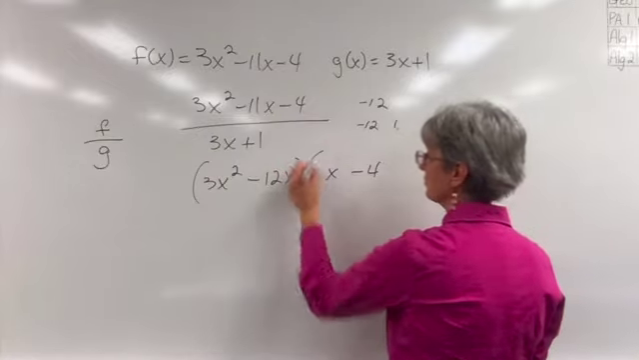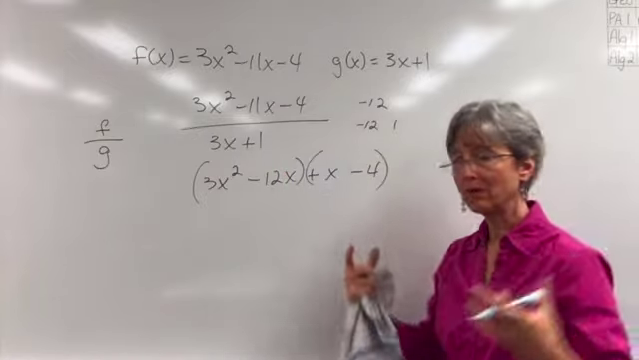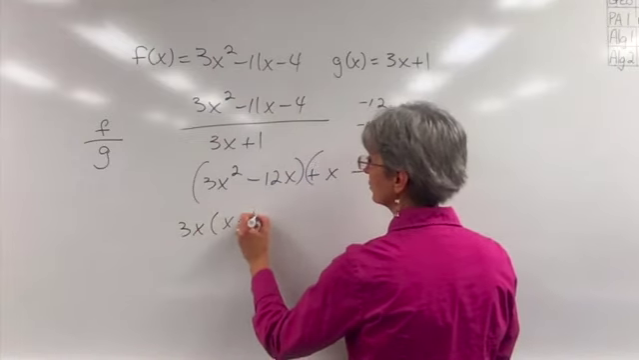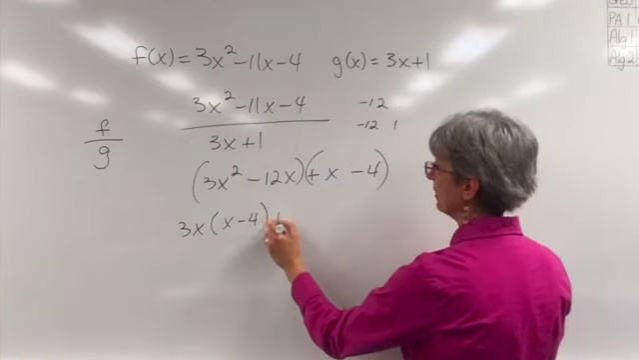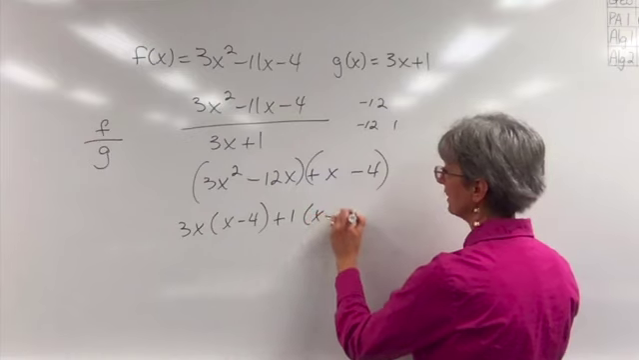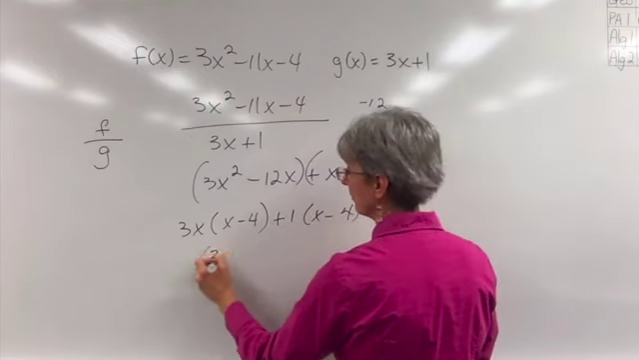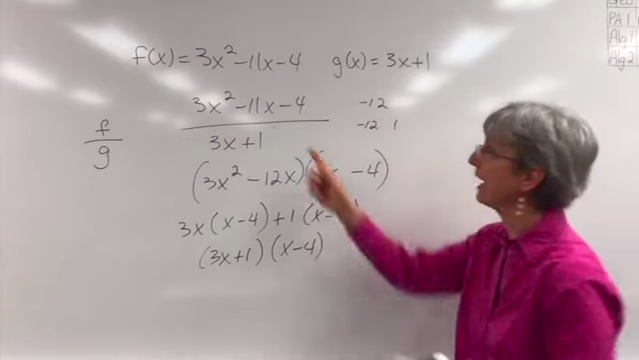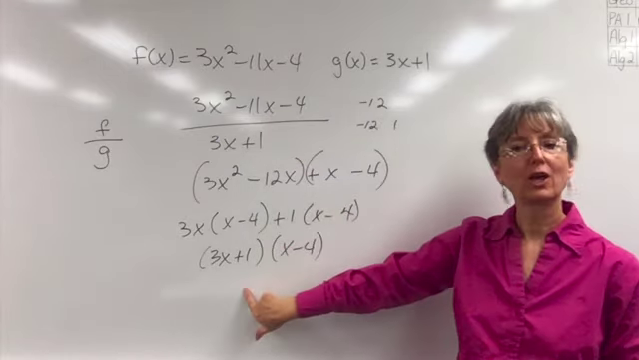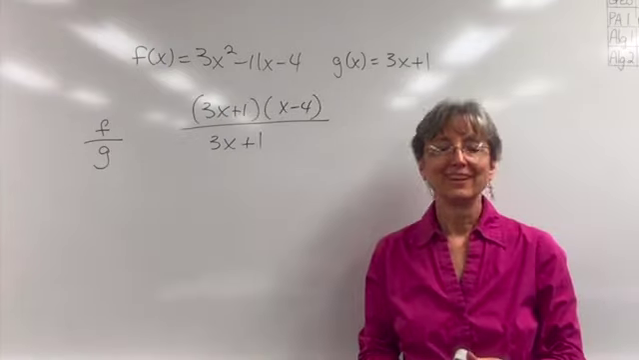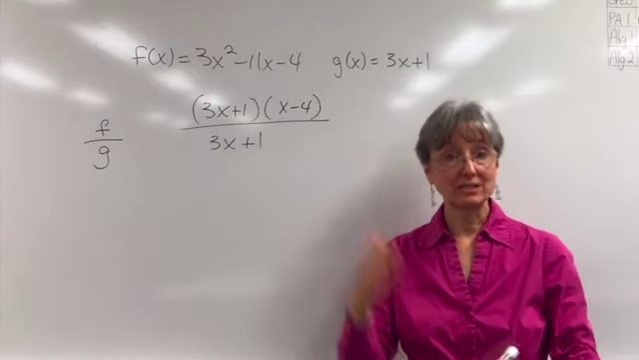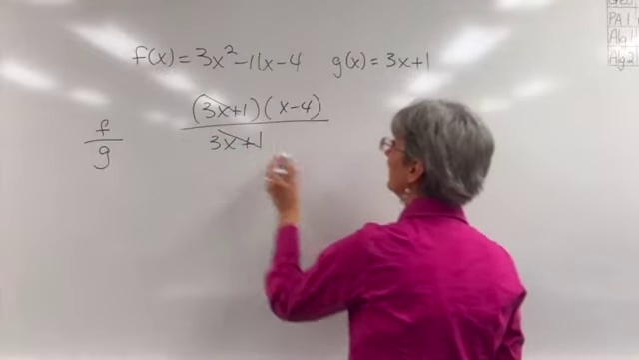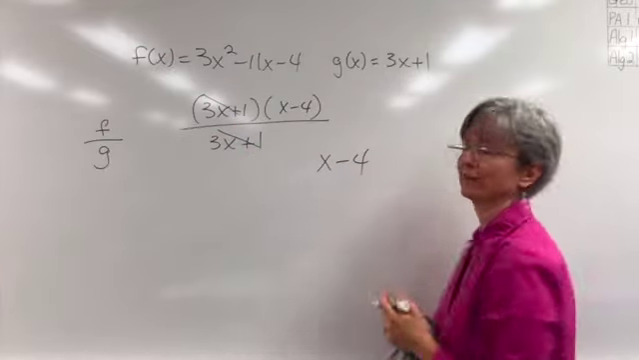And now factor by grouping. Hopefully this is coming back. So factor out 3x. I'm left with x minus 4. Factor out positive 1, I'm left with x minus 4. So my two factors are 3x plus 1 and x minus 4, and I am going to replace this with this. Now when I divide, I simplify. These two cancel out, and my final answer is x minus 4.